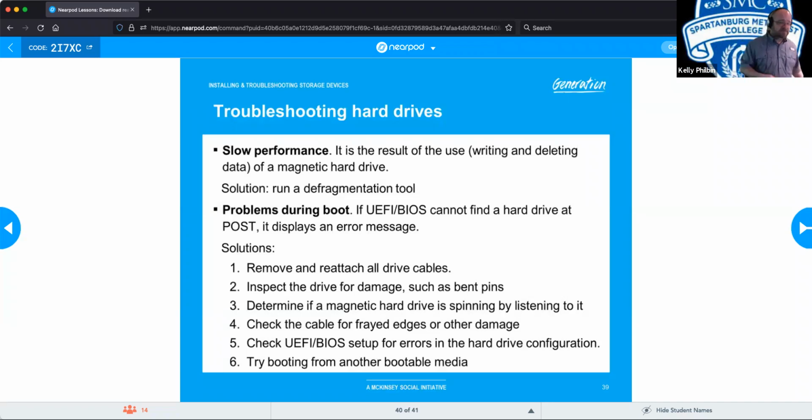If that cable has been yanked on, bent, stepped on, smashed, what have you, multiple times, then the internal wires inside of it could be frayed, broken, damaged, bent, and no longer work at optimal speeds. Check your UEFI or BIOS for errors in drive configuration. Just make sure it is able to see it. And then the other case would be try booting from another media like an optical drive or a flash drive and see if the issue lies somewhere else, not necessarily in the hard drive itself.